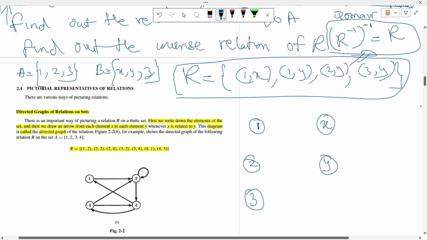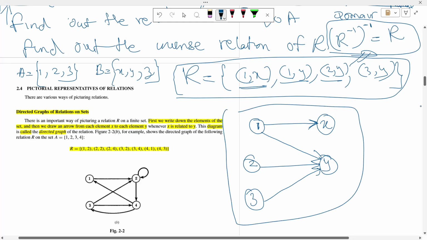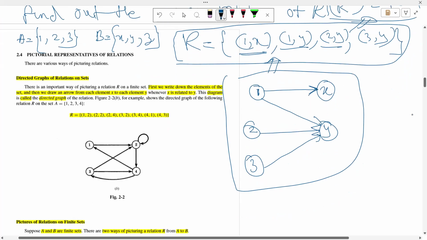Now, first I need to take this ordered pair, from 1 to X. I can denote it this way. This is the directed graph. Then I take the second pair, 1 to Y, this way. Then 2 to Y, this way. Then 3 to Y. This is the directed graph of that particular relation I mentioned. This is the way we can denote a relation between two sets A and B by using a directed graph.